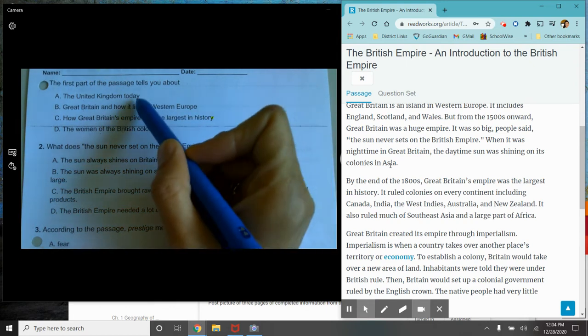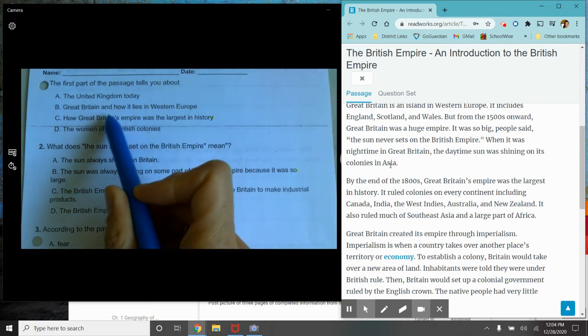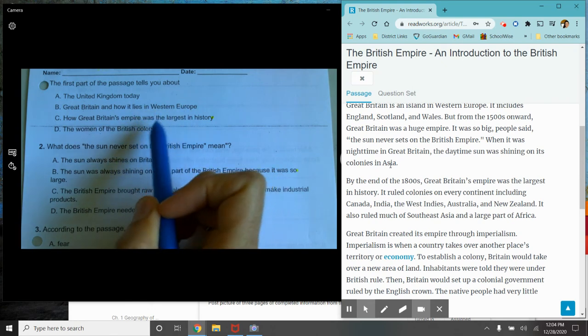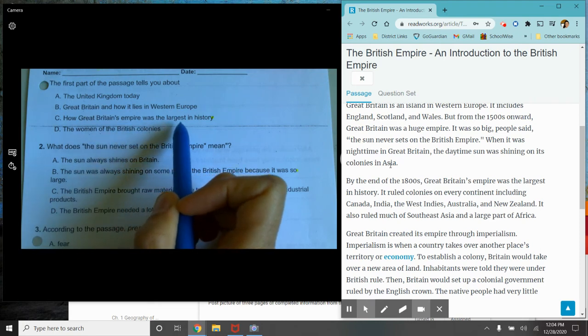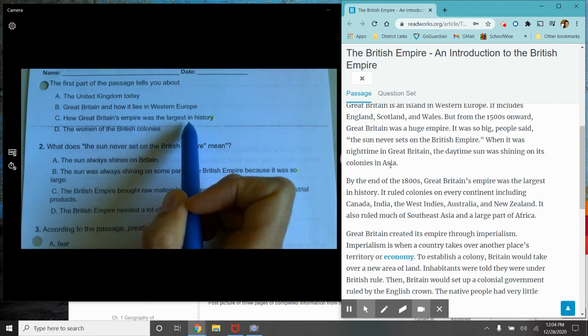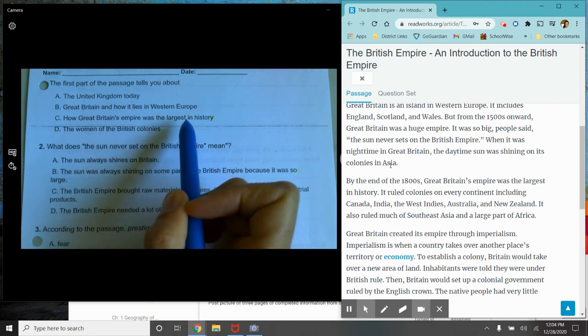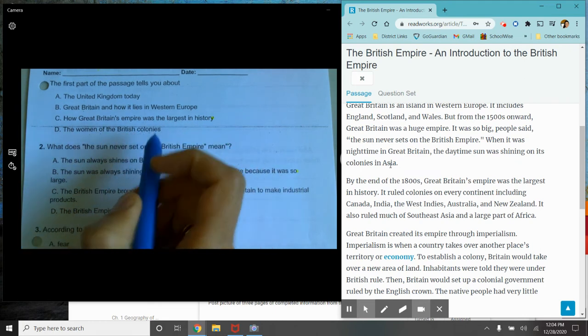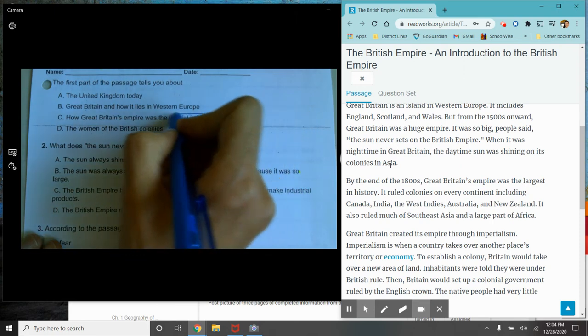So, the United Kingdom today? No, it's not about today. Great Britain and how it lies in Western Europe? Well, that's the one sentence about it, but this would have to give more geography information. How Great Britain's Empire was the largest in history? But from the 1500s onwards, I would say that, because that's the majority of those sentences. And the women of British colonies? So that's a no. So I'm going to go with C.